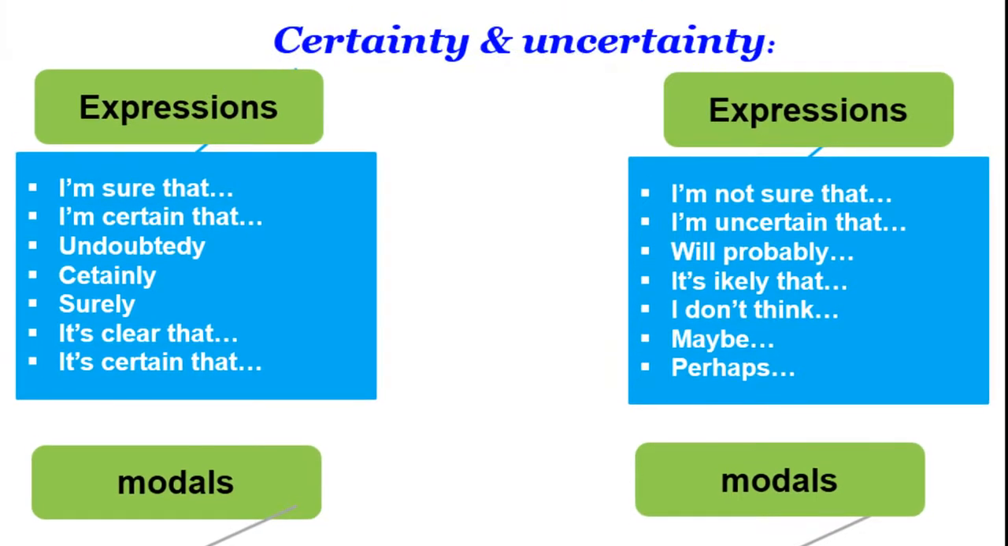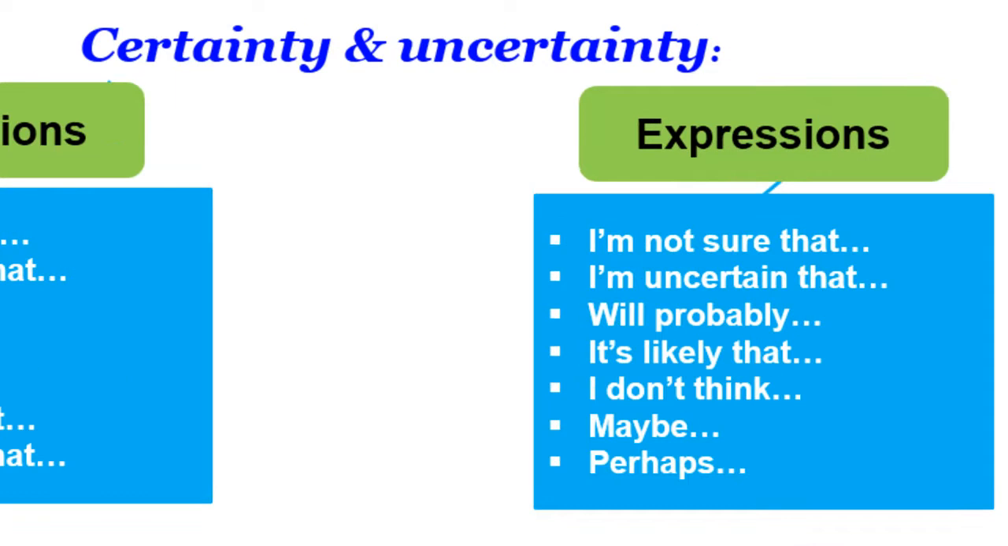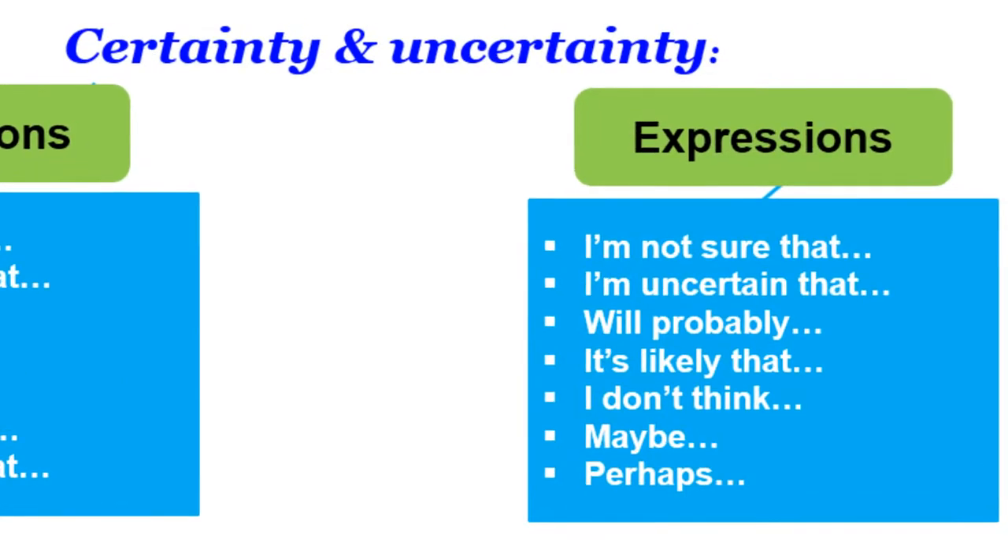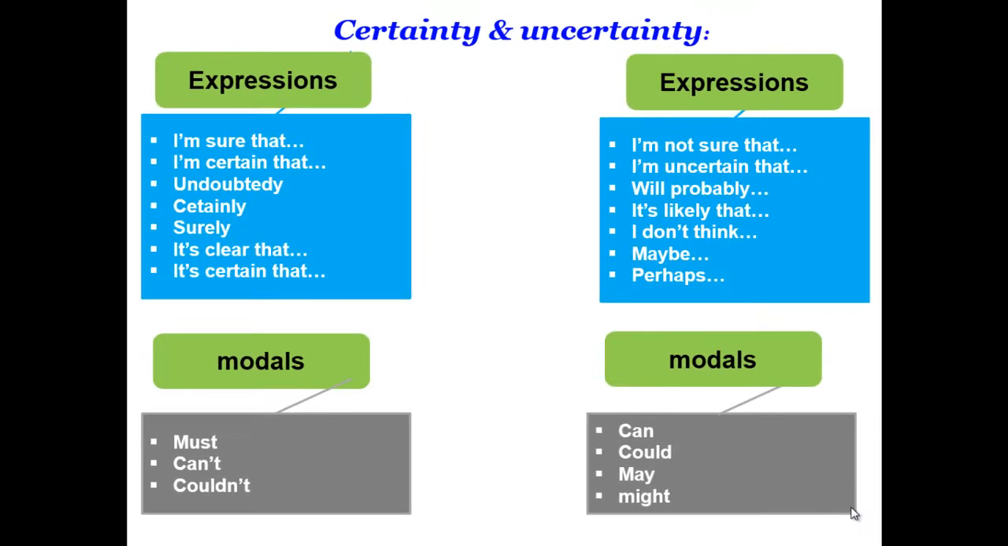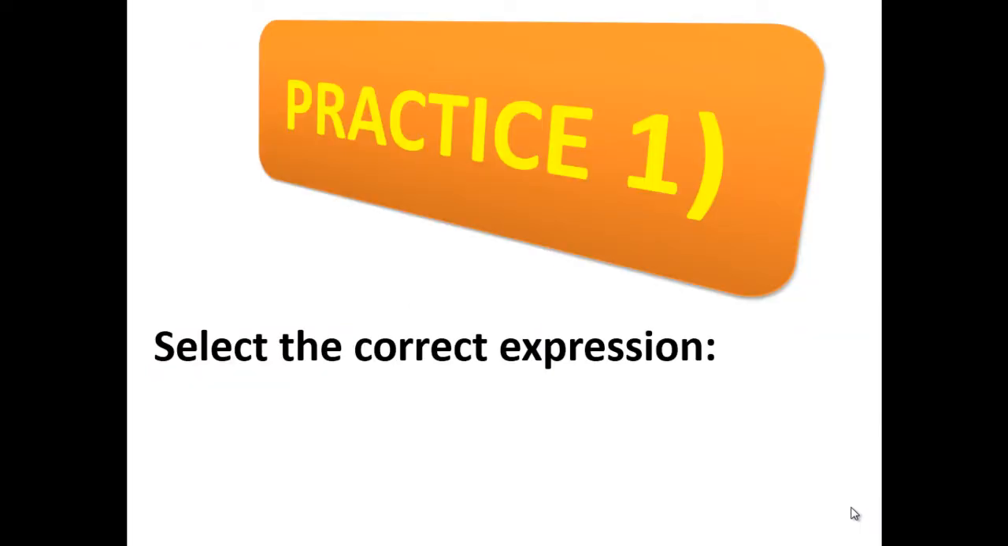Expressions of uncertainty are I'm not sure that, I'm uncertain that, will probably, it's likely that, I don't think, maybe, and perhaps. Modals of uncertainty are can, could, may, and might. Now let us practice the lesson. Practice exercise 1. Select the correct expressions.